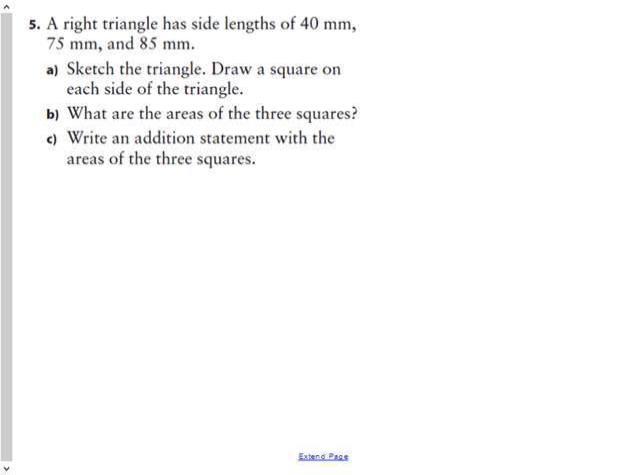A right triangle has side lengths of 40, 75, and 85. So first thing I'm going to do is sketch the triangle. It says it's right, so I'll put my right angle symbol in there. I'll put 85 on the longest side, and for my other two it doesn't matter, I'll just put 40 and 75 here and here.